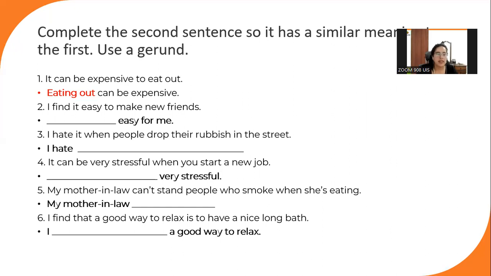Okay. I saw Andres Corredor. You had your hand. Can you tell me number 4? It can be very stressful when you start a new job. Starting a new job can be very stressful.